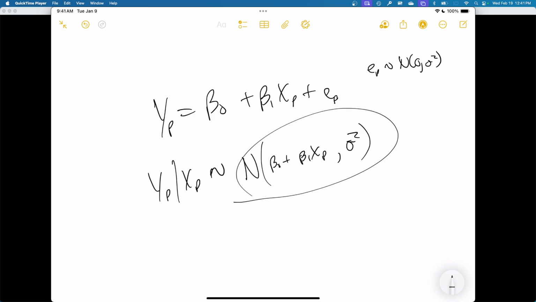You could think about a PDF for our normal distribution density, right? And you could think about, well, that's it. So yes, there it is.